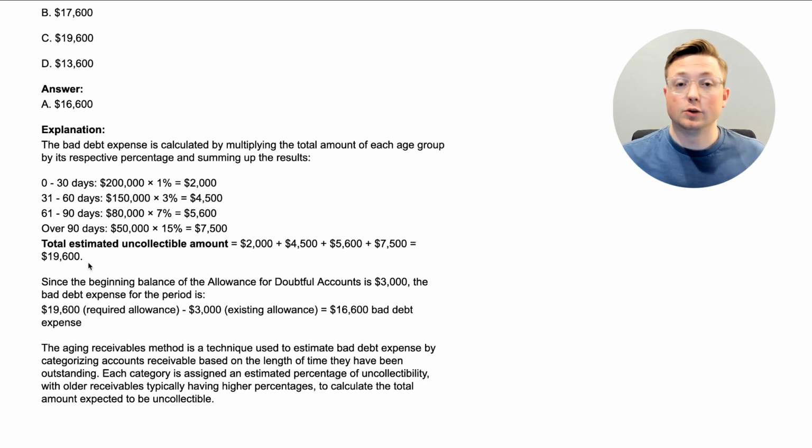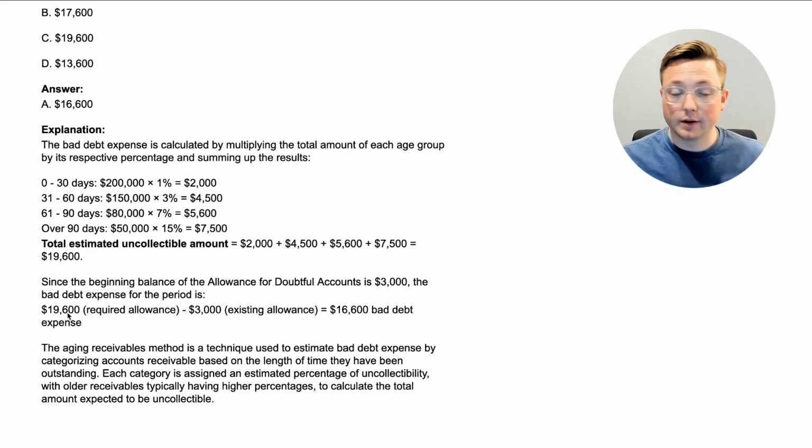And that of course has to do with the allowance for doubtful accounts and bad debt. Since the beginning balance of the allowance for doubtful accounts is already $3,000, the bad debt expense for the period is the required allowance, which is what we calculated up here. So we think that we have to have at least $19,600 in the allowance for doubtful accounts for any bad debt. Since we already have $3,000, to increase it to the $19,600, we have to have a bad debt expense of $16,600 because bad debt expense increases the allowance for doubtful accounts.